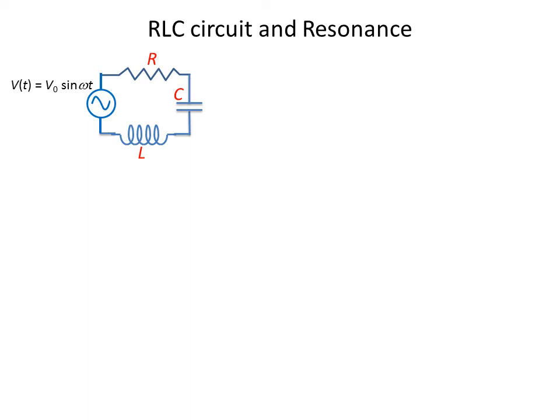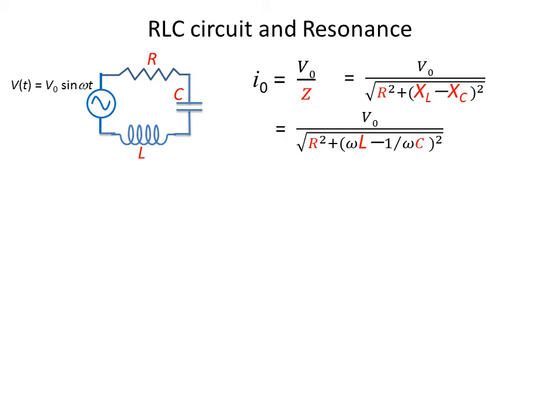If we look at this RLC circuit and ask how it behaves, what is the current response, then we have I0 is equal to V0 divided by Z, and that is V0 divided by the square root of R squared plus XL minus XC quantity squared. And then we plug in the values of XL and XC, so we have V0 divided by the square root of R squared plus omega L minus 1 over omega C quantity squared.